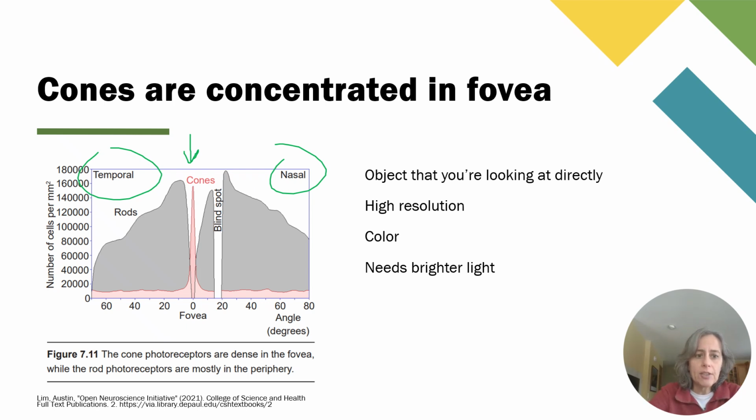And this tells you how many of the different types of cells you have, what the concentration of cells per area is. Look at all of these cones. We have a gazillion cones in the fovea. So that gives us that really high resolution that we've been talking about. We also see in color there, and it works best in bright light conditions.